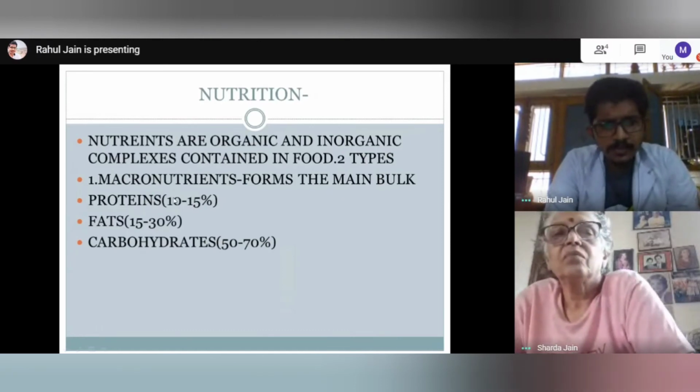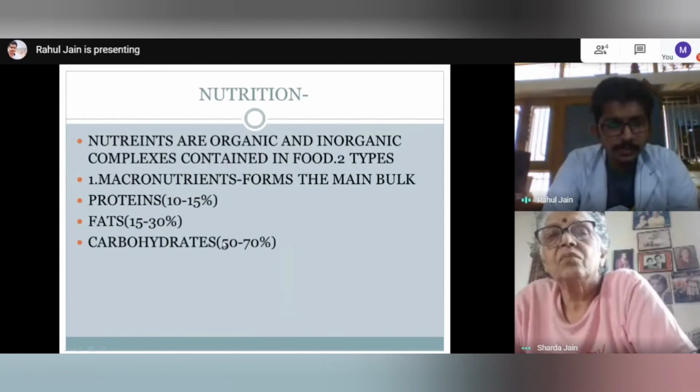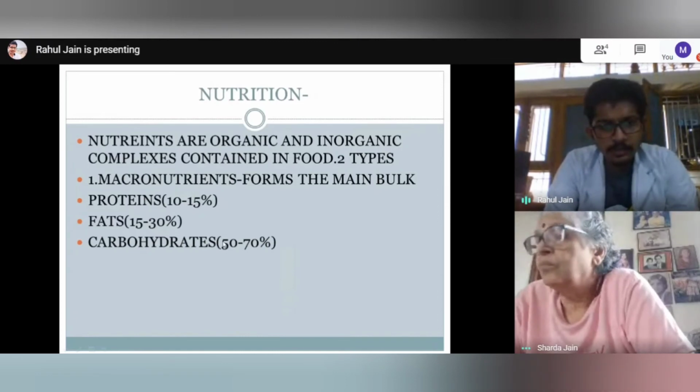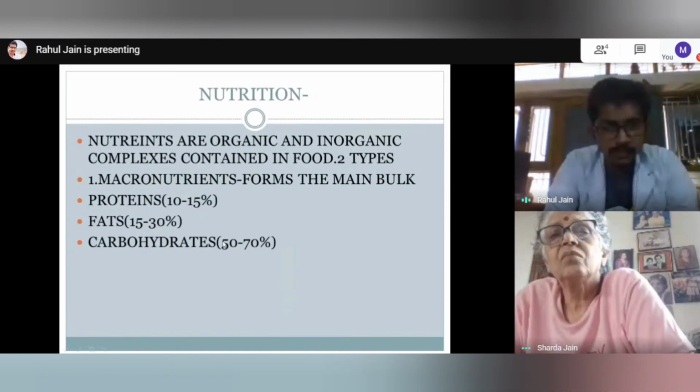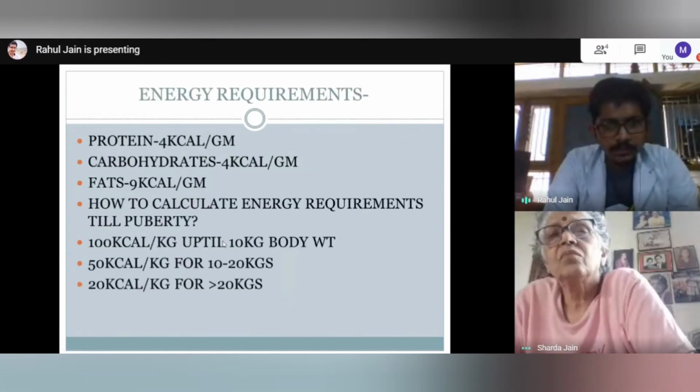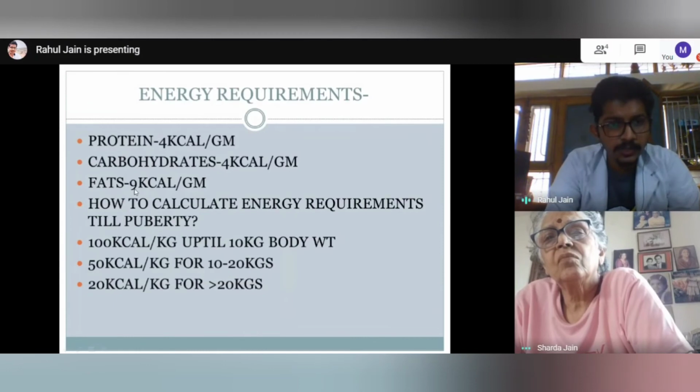So basically in a diet, carbohydrates 50 to 60% doesn't mean refined sugar. It should be complex carbohydrates, and only a very small amount of carbohydrates should be refined sugar, and that is also not necessary. Then coming to energy requirements, 1 gram of protein will give us 4 calories, 1 gram of carbohydrates will give us 4 calories, and 1 gram of fats gives us 9 calories. So imagine how calorie dense fat is, that each gram of fat is giving us 9 calories.